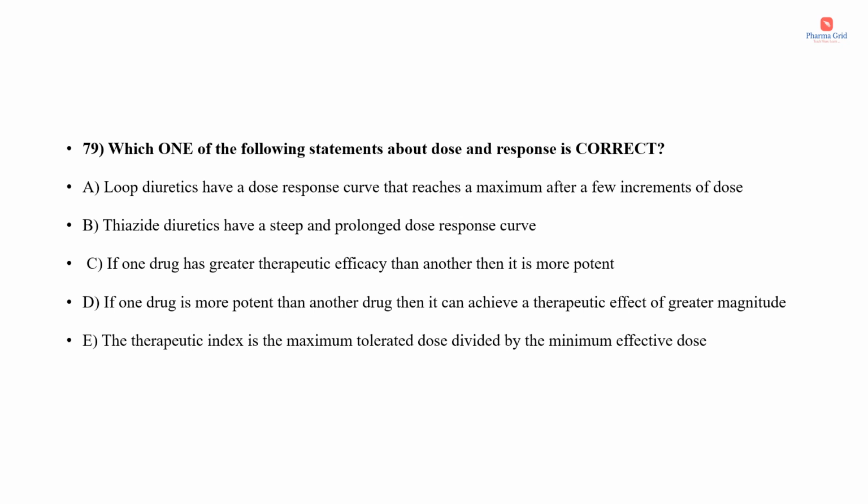So in the question, they have asked us to find out the correct statement. So here the correct statement or the correct answer is option E. That is, the therapeutic index is the maximum tolerated dose divided by the minimum effective dose. Remaining all of the statements are wrong.